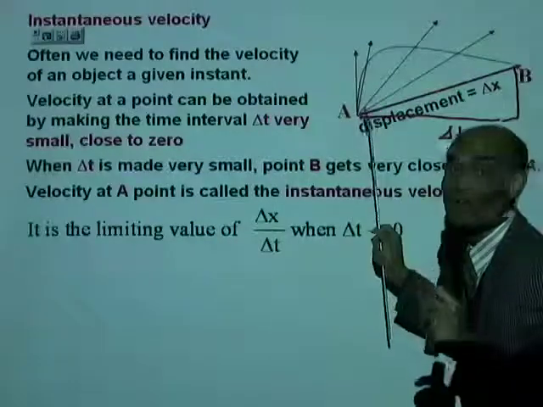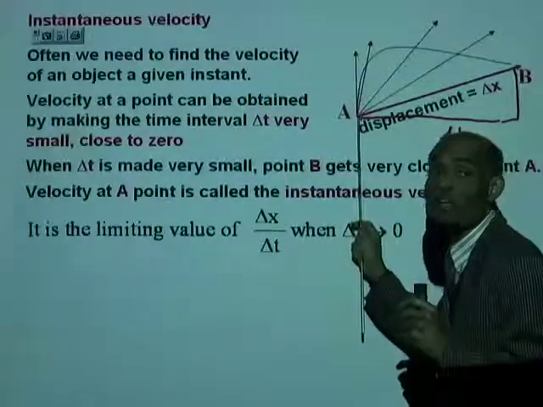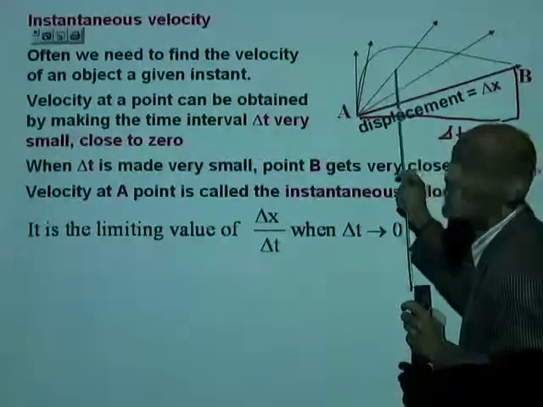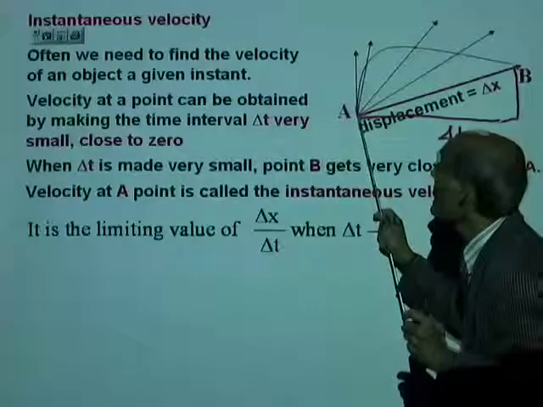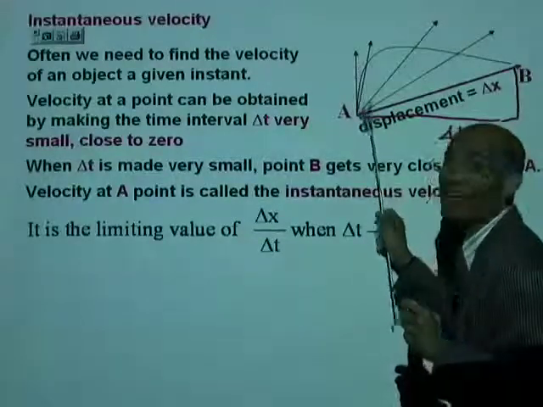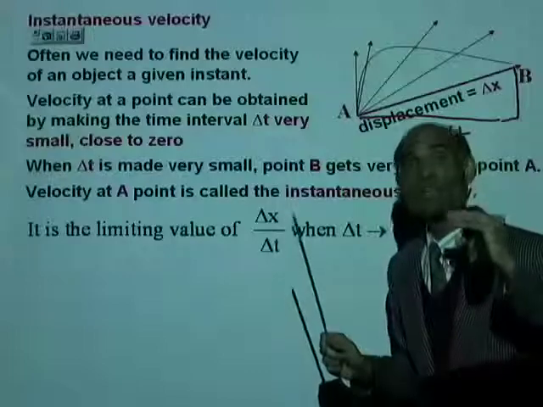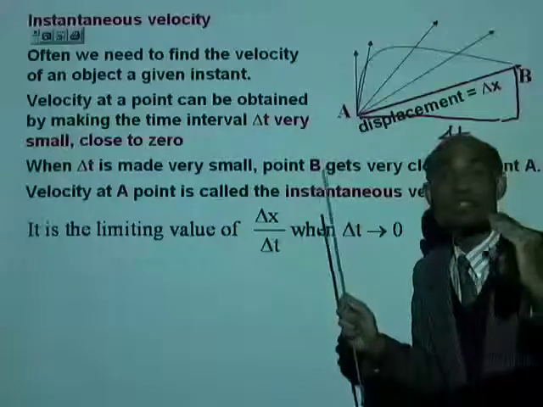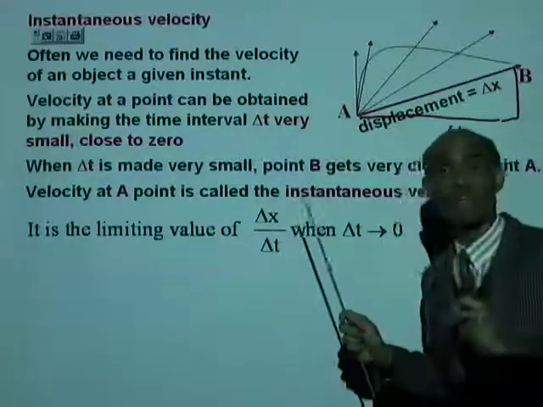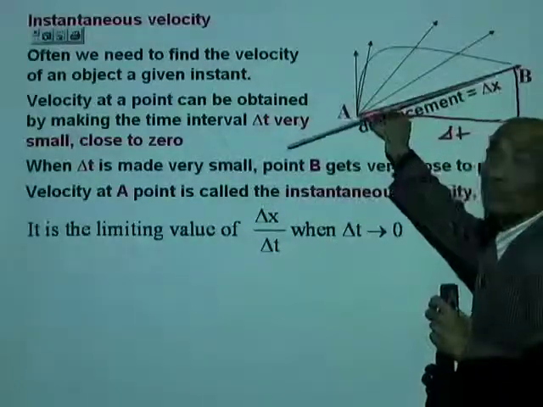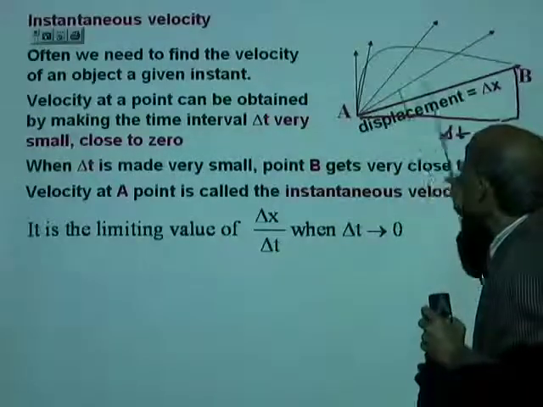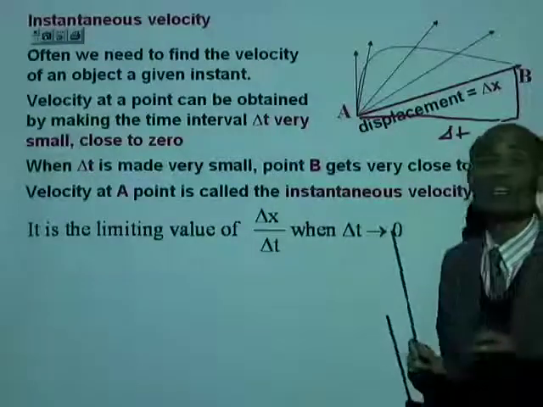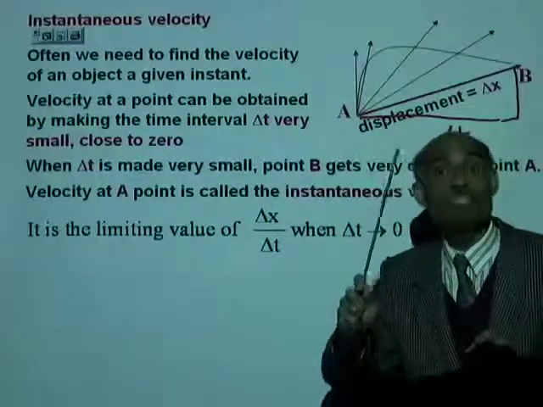And finally, when you come to point A, we don't have a secant line anymore. You can see all these are secant lines. At point A, we have a tangent line. And therefore, the instantaneous velocity at point A is the slope of that tangent line, whereas average velocity is the slope of the secant line. The instantaneous velocity is the slope of the tangent line.